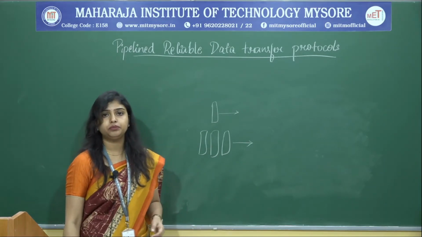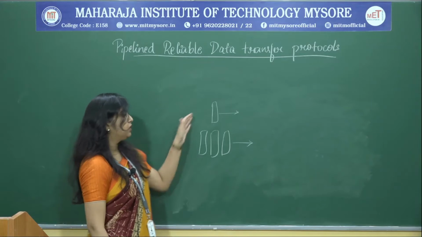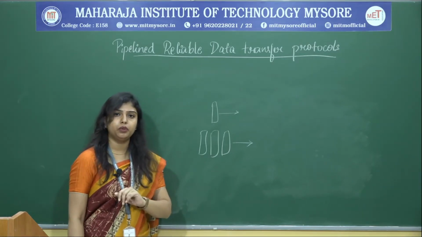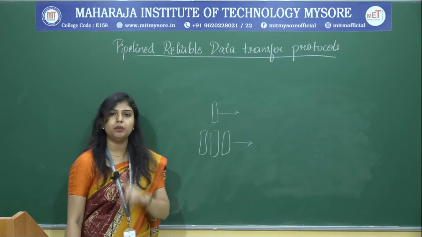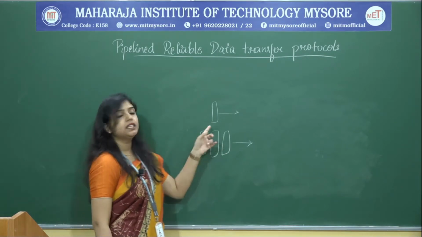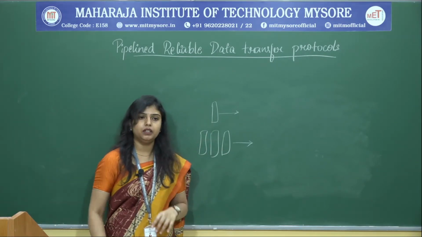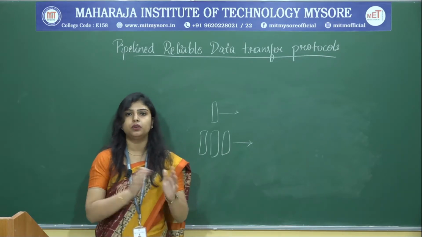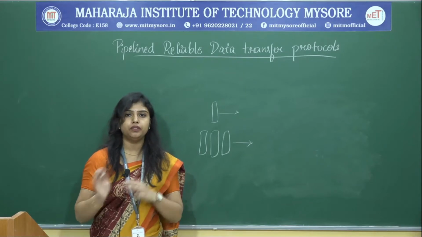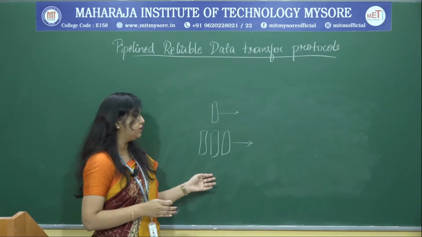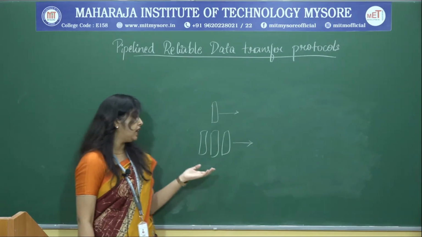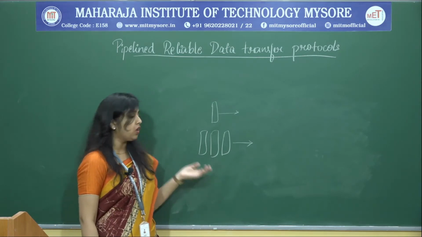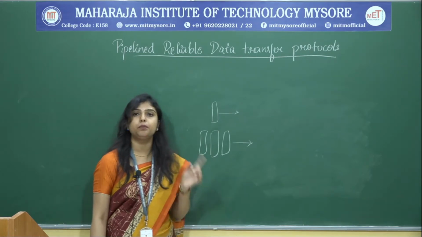To make this possible, we need two mechanisms. The first mechanism is to increase the sequence number. In the earlier session, the sequence number was only between 0 and 1. If that is the case, we cannot send multiple packets, isn't it? For that, we have to increase the sequence numbers. Not only that, we need to have a buffer.